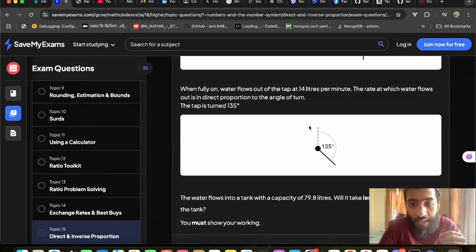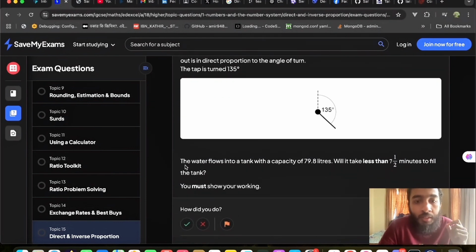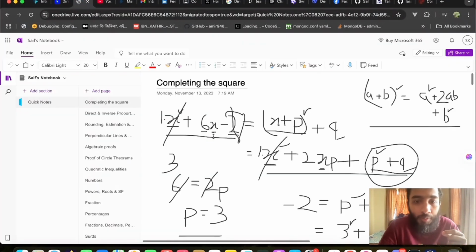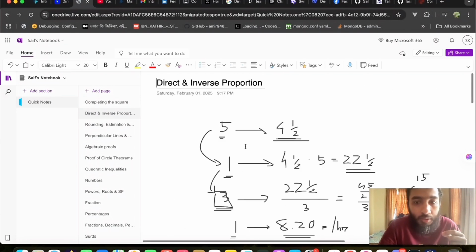The tap is currently turned on 135 degrees, and the water flows into a tank with a capacity of 79.8 liters. So the question is, will it take less than 7.5 minutes to fill the tank? I have to figure out the number of minutes it will take for water to fill the tank. Let me go to the problem.